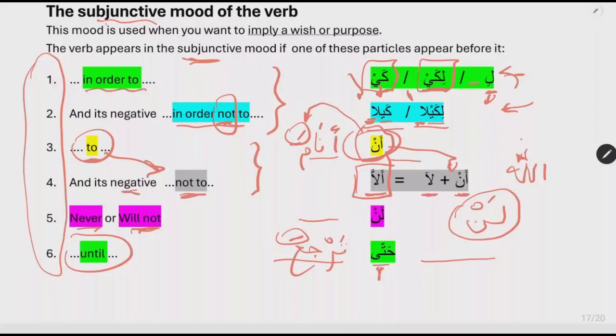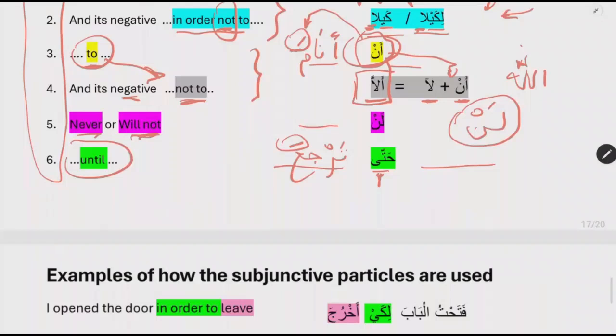Okay, so if you can remember these six particles, call them particles, either words like this one is joined, but all the rest are separate words to the actual verb that follows. If you see these letters or these words, then you know what follows it is always the subjunctive mode of the verb, and it follows that table I just showed you. All right, now let's look at some examples.